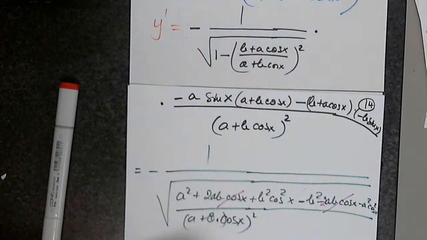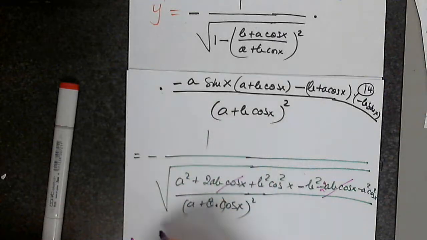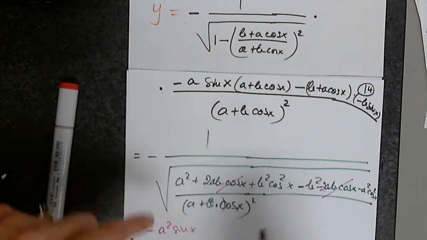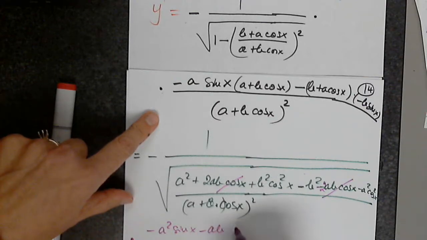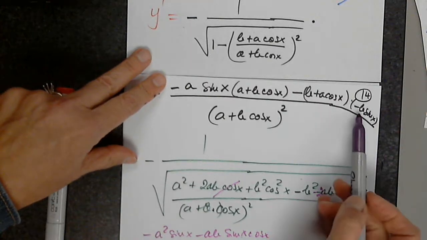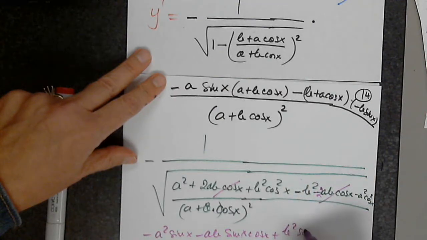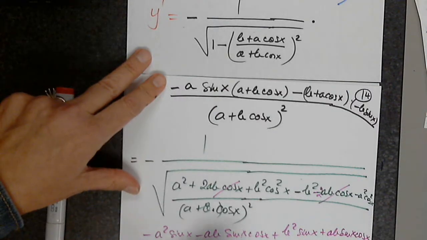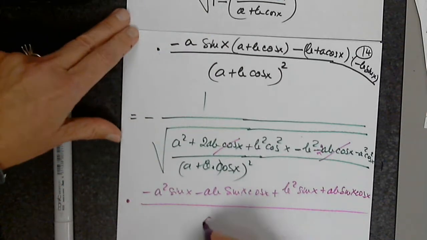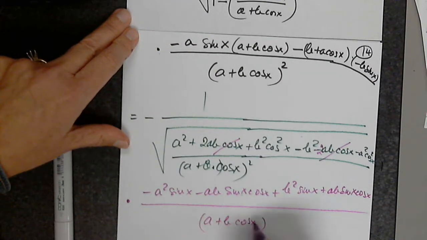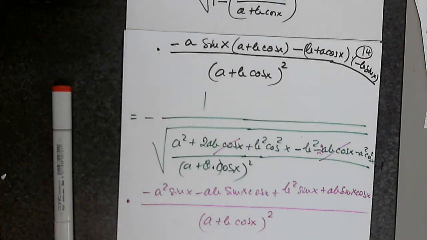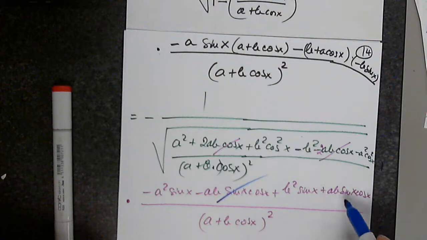Now I'm here, times negative a squared sine x, negative ab sine x cosine x. Now minus with minus, so then positive b squared sine x and positive ab sine x cosine x over all this thing, a plus b cosine x squared. A lot of work. As you see, yes, just these two go away.